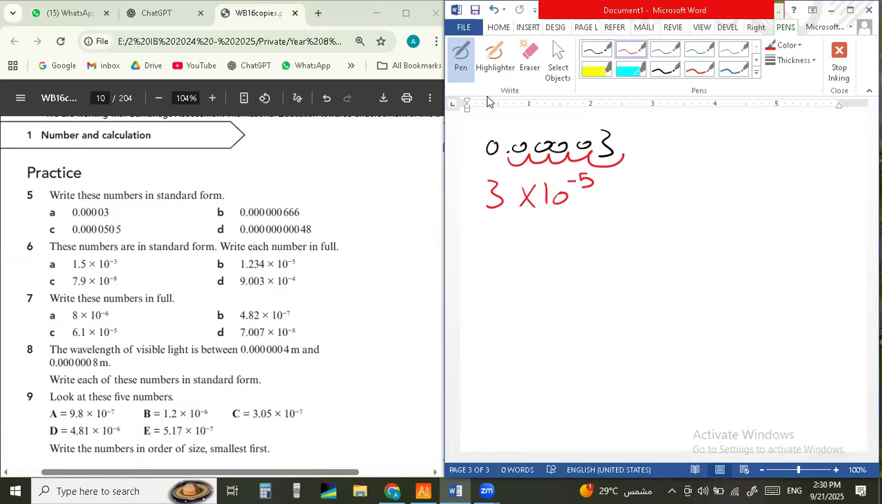Question 6. It says to you, these numbers are in standard form already. Write each in full. We're just doing this right now, but there is a difference. So let's write the question. It says to you here, 1.5 multiplied by 10 to the power of -3. They want you to write it in full. Good. How can I do this?